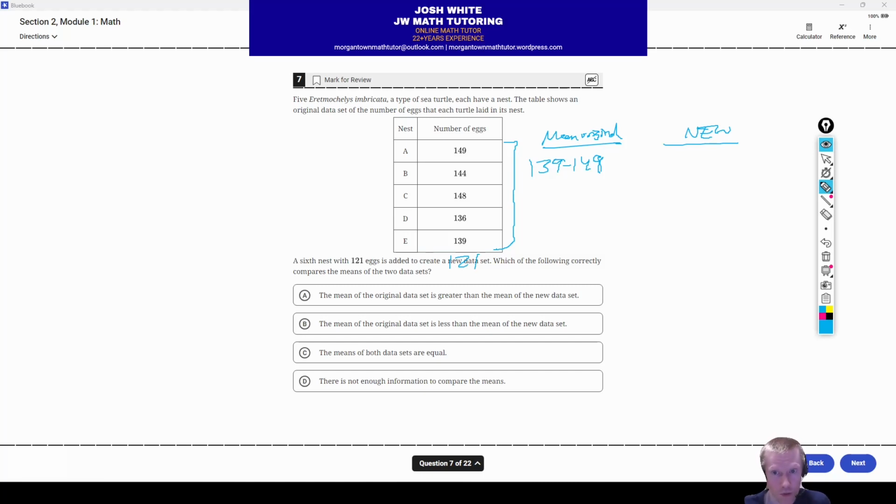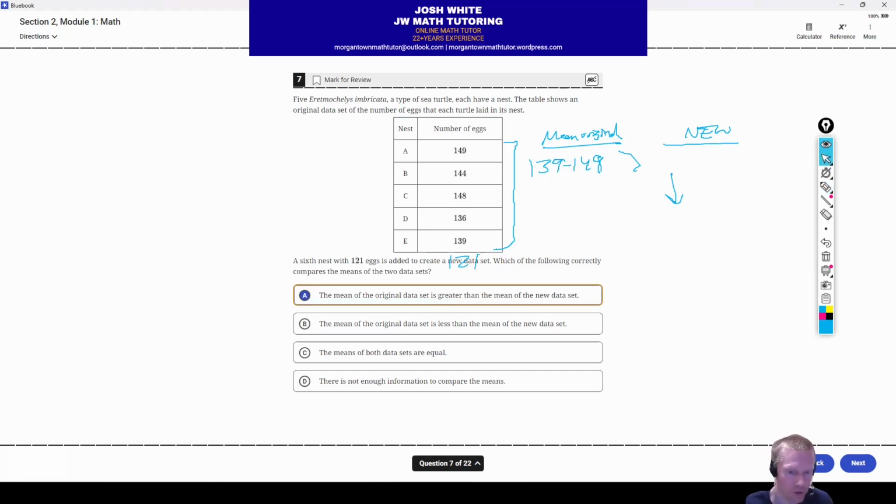So the mean is going to go down because you're adding a number which is guaranteed to be smaller than the mean of the original data set. Therefore, the mean of the original data set is greater than the mean of the new. So the correct answer for this one is going to be A.